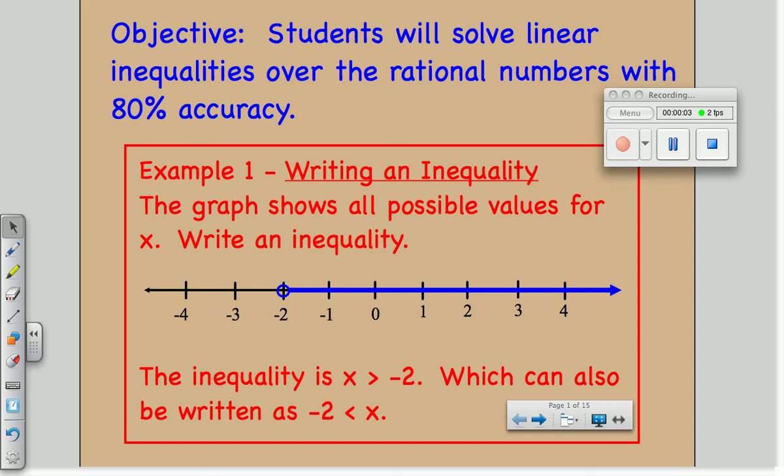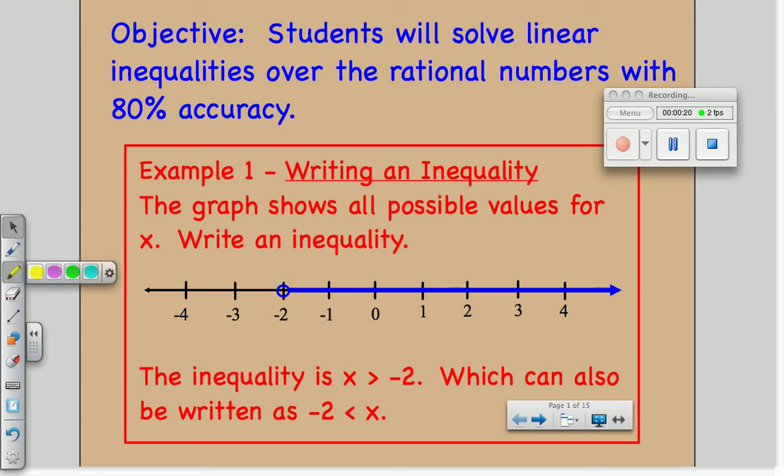All right, guys, we're going to be going over writing inequalities and graphing them. You did this last year, so I'm going to go over it quickly. Hopefully you remember what to do. Okay, writing an inequality, we've already done that. X is greater than -2, that is an inequality.